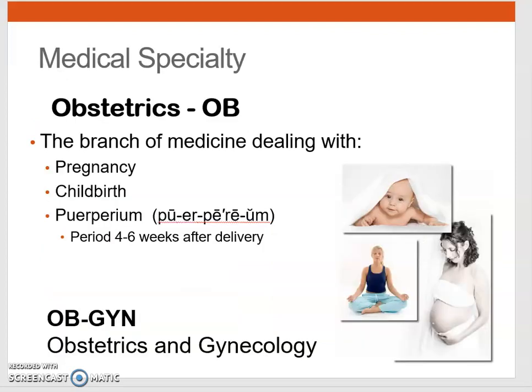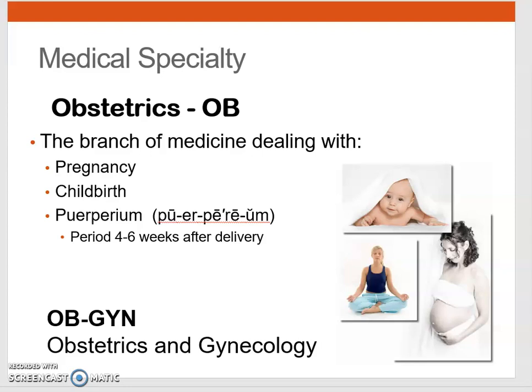Now, we also have another specialty that's tied in with gynecology, obstetrics, and it's abbreviated OB. Obstetrics is the branch of medicine that deals with pregnancy, childbirth, and puerperium, and this is the period 4 to 6 weeks after delivery. This is a significant amount of time for both the baby and the mother. It's where bonding happens. It's also a place where potential pathologies can present for the mom.